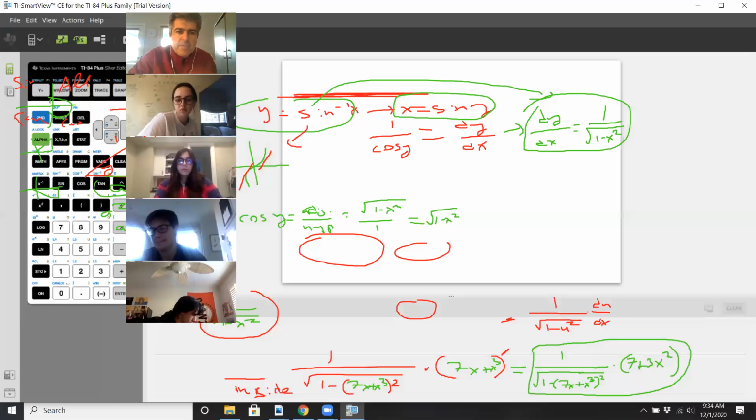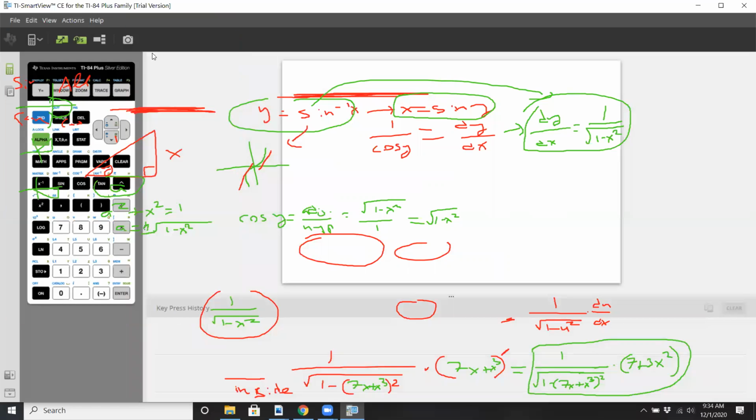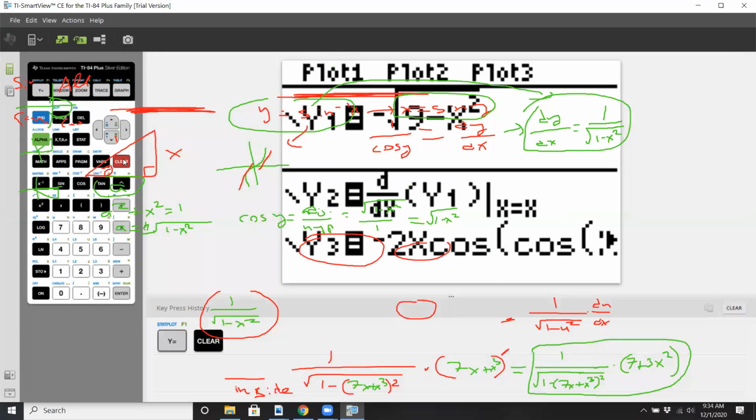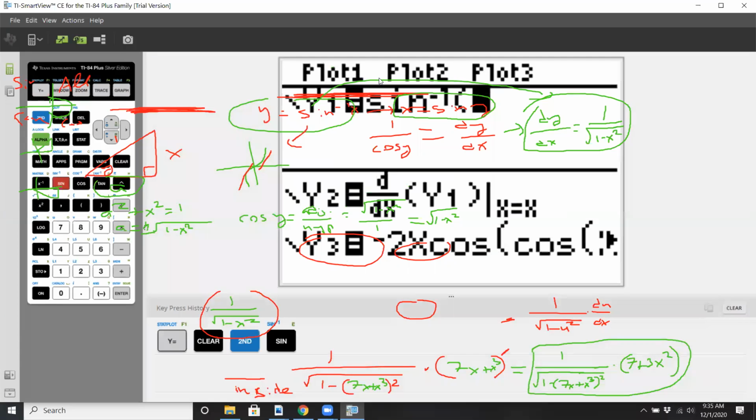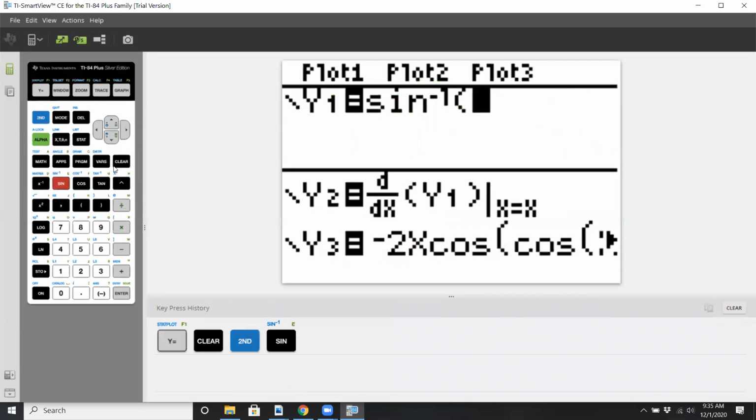And let me actually minimize this. Okay. Yeah, so anyway, go to y equals. So it was inverse sine. Let me go and clear the screen right now. Inverse sine of 7x plus x cubed.